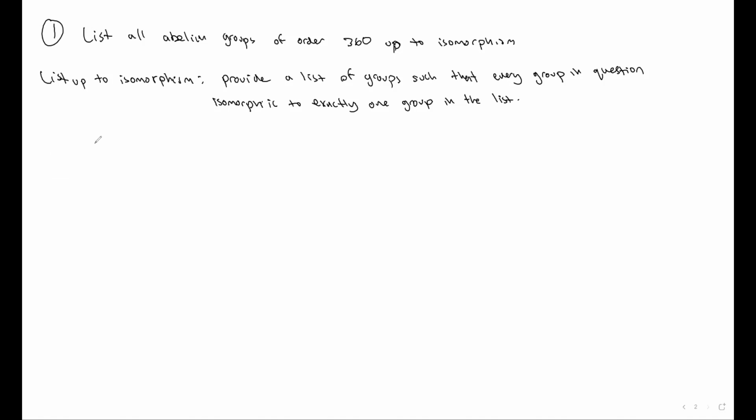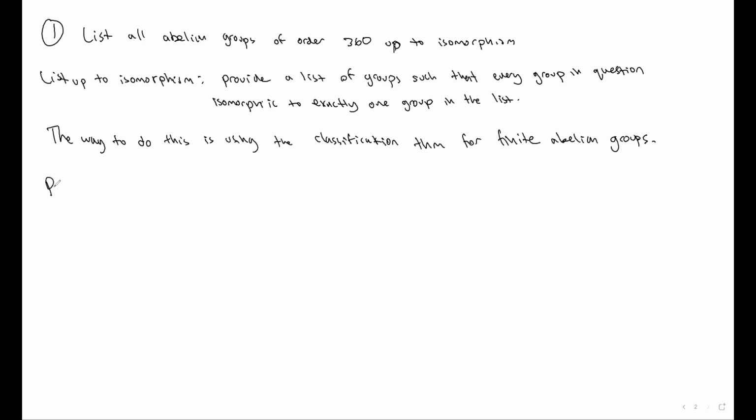Okay, and then the way you do this is using the classification theorem for finite abelian groups. So we prime factorize 360. So it's 2 cubed times 3 squared times 5. Then we write all possible ways.